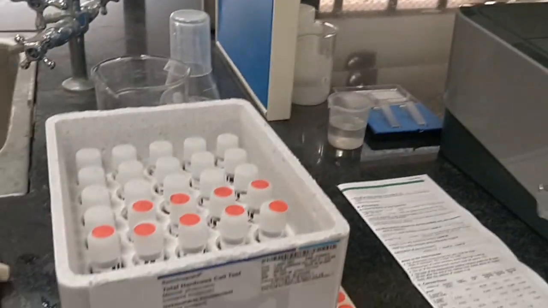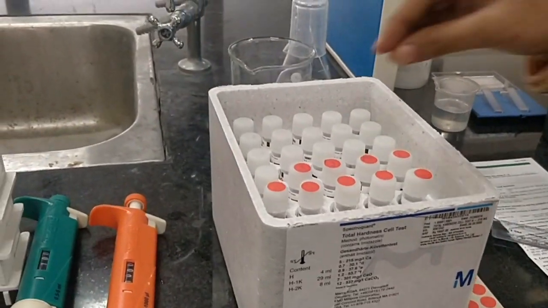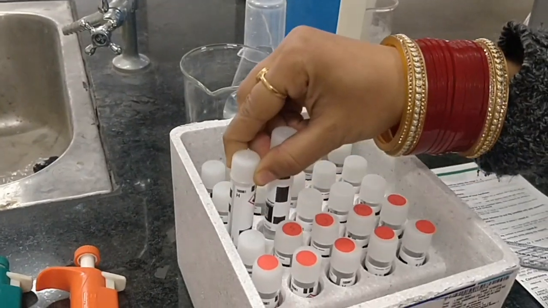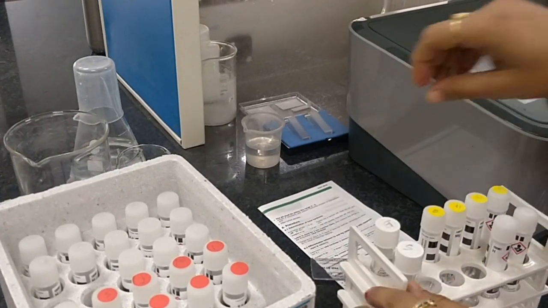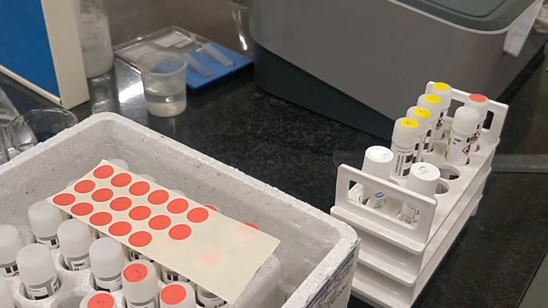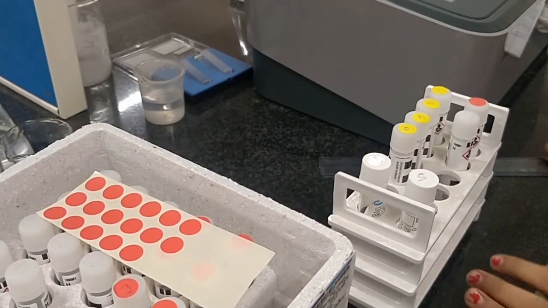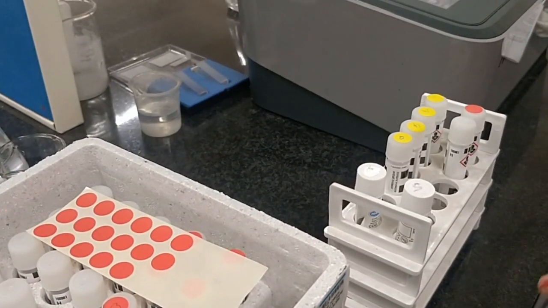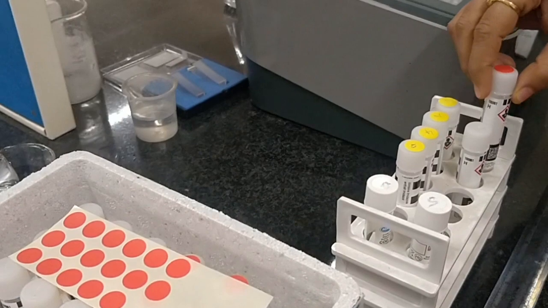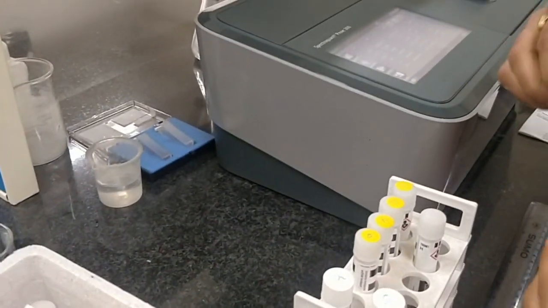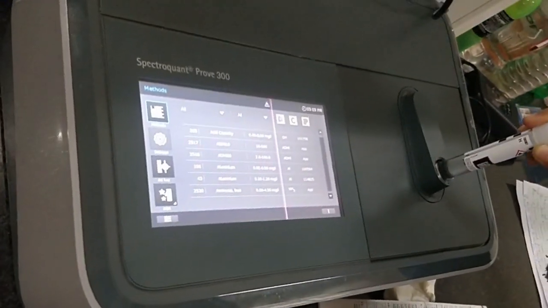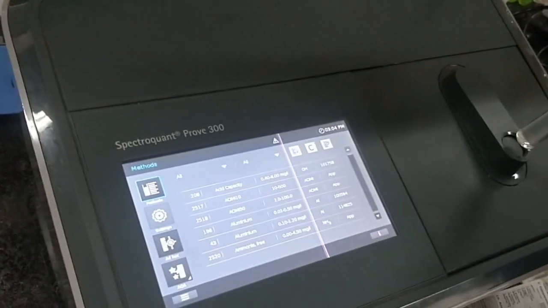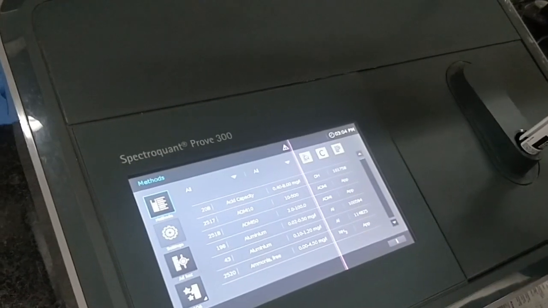Now how to conduct this test? For calibration, we have to take two reaction cells. Now we have taken the two reaction cells, and we have to calibrate the spectrophotometer with the help of these cells, to go for a zero adjustment.